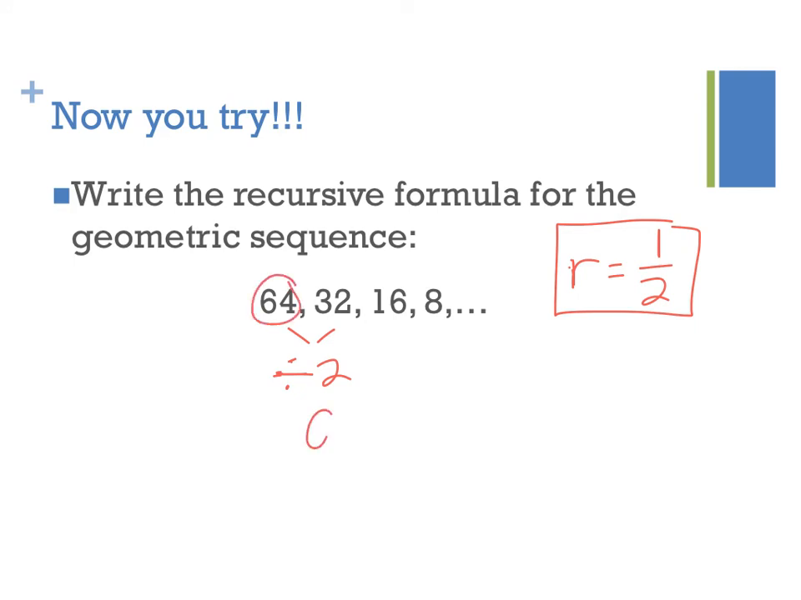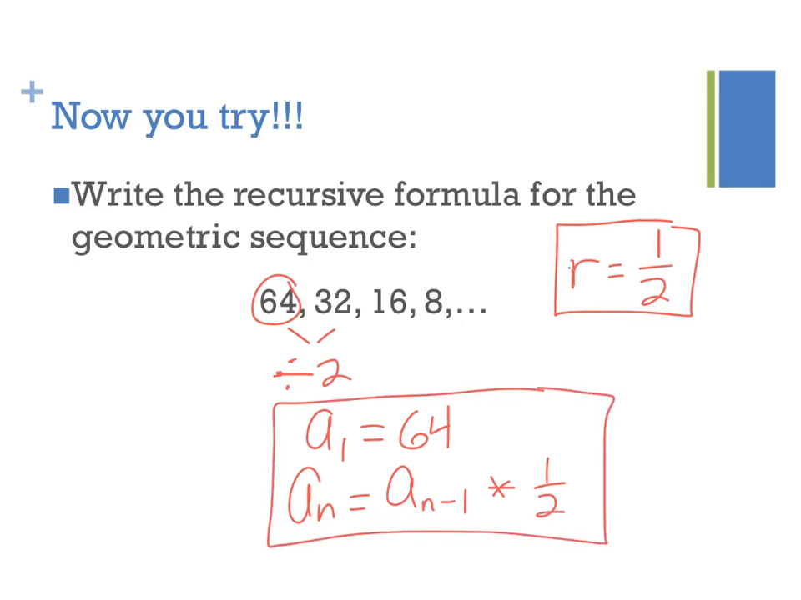If I were to write my recursive formula, remember first is identifying the first term, so that's 64. And then the next line would be your formula part, where you're taking the previous term and multiplying by 1/2. And so together, this would be the recursive formula for that sequence.